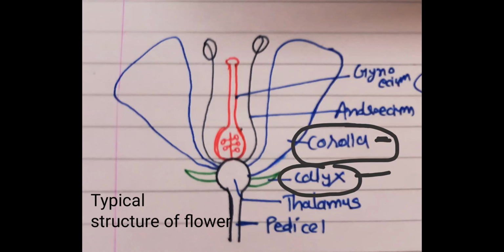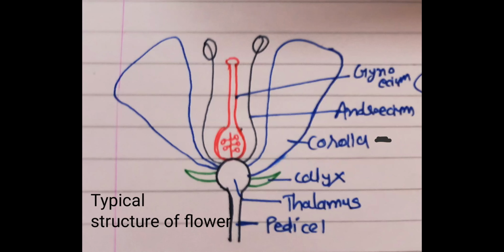Next, if in any flower these 2 whorls are present in the same flower, this type of flower we call bisexual, or else monoecious. Remember, and if separated, then we use the term unisexual. Right?